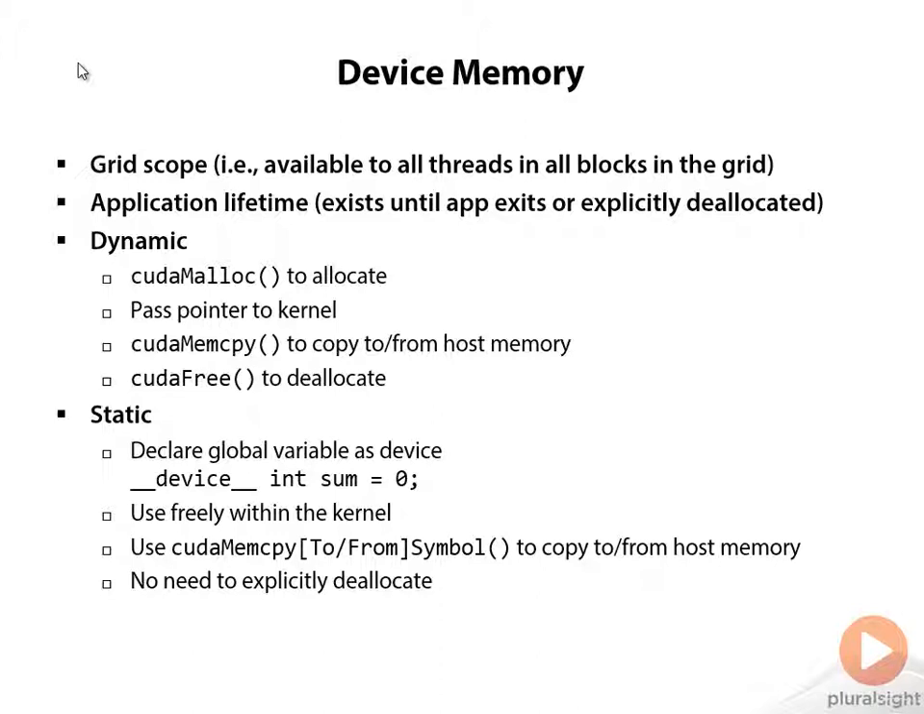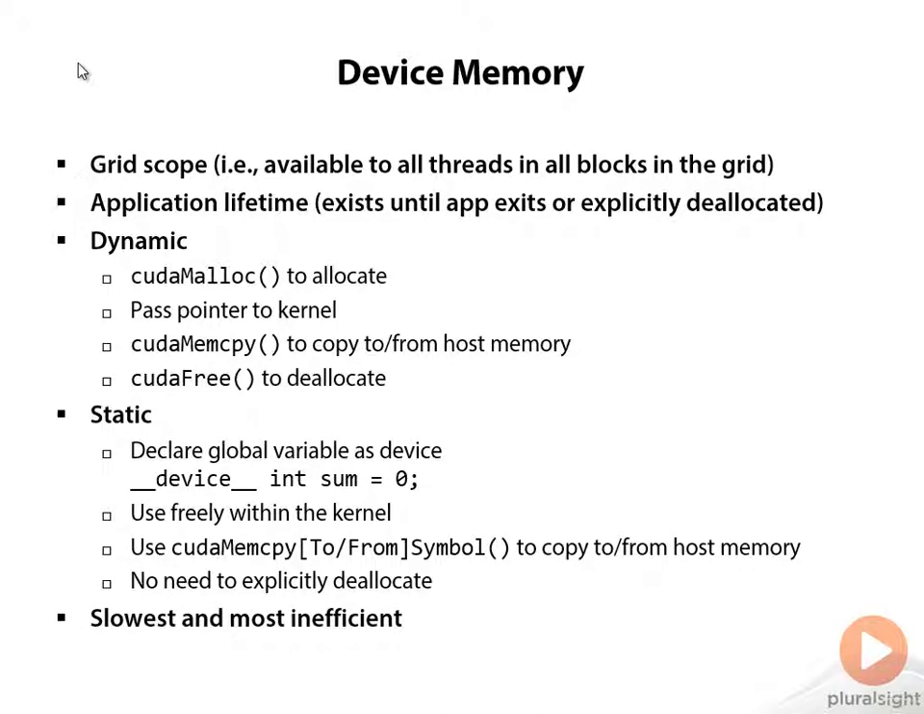And to communicate with the host, unfortunately, you don't get that for free. You still have to use CUDA-memcpy, but it's a variety of CUDA-memcpy. So functions CUDA-memcpy to symbol and from symbol, they actually allow you to copy to and from the host memory when allocating variables this way. And if you allocate a variable this way, there's also no need to explicitly deallocate. So there is no need to call CUDA-free.